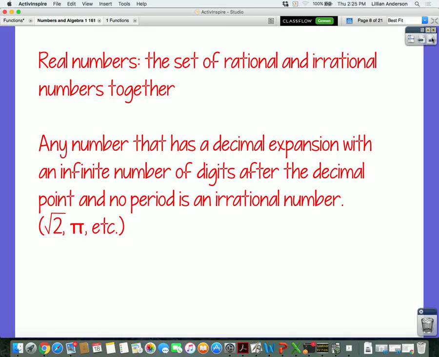And pi is the same way. Pi is a decimal that continues on and on forever. We do not use the 3.14 in IB. We use the pi button. It's there, so we use it.